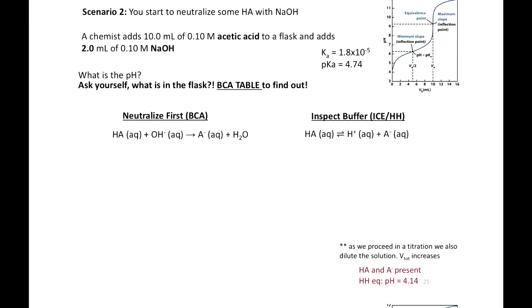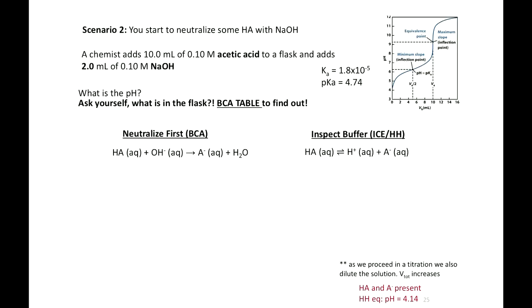So now we still have that 10 milliliters of weak acid in your Erlenmeyer, but now the only difference is you add 2 milliliters of strong base. So we need to figure out how those two things react. Acids and bases react with one another, so we have to do a BCA table first before we can figure out what pH calculation to do.